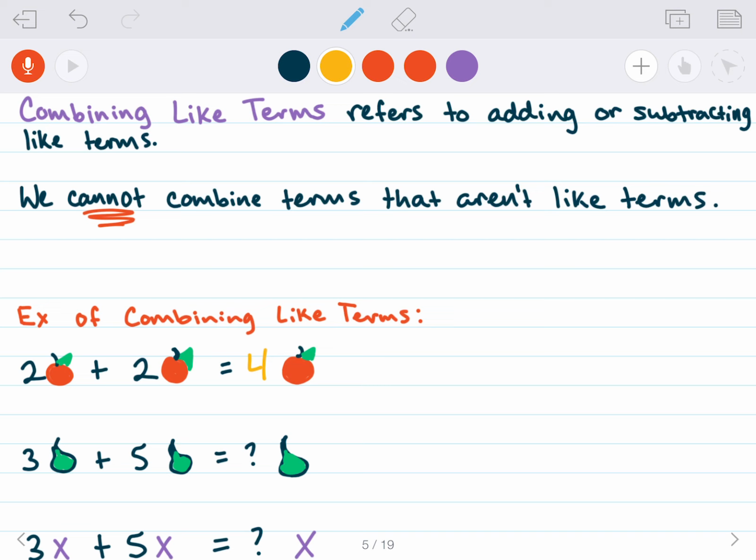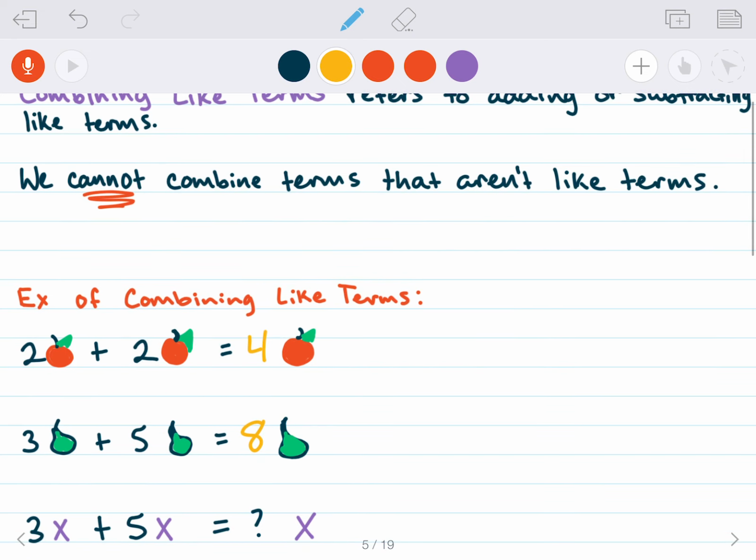So 3 pears and 5 pears together make 8 pears. Okay, that's what we mean by combining. We're literally just adding like things. In the apples example, the thing that's like is the apples: 2 apples plus 2 apples. In the pear example, the thing that's like is the pears: 3 pears plus 5 pears is equal to 8 pears.